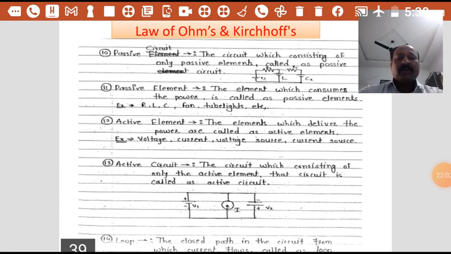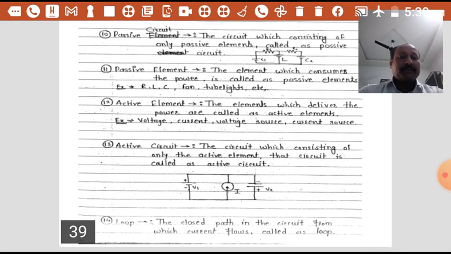The next one is nothing but the loop. What is a loop? The closed path in the circuit through which current flows. The closed path in the circuit through which current flows, that part is called a loop. Sometimes a loop is open. Loop is open means what? There is no current, or it's called an open circuit.